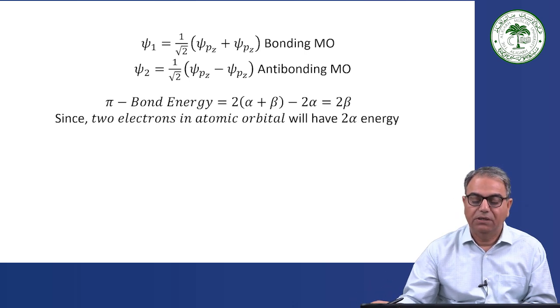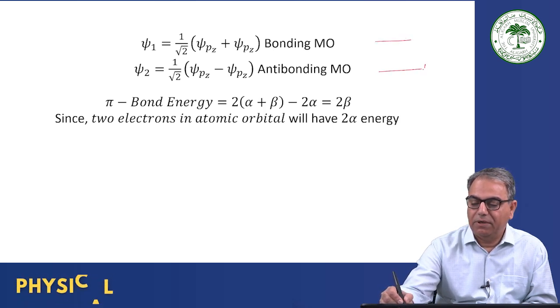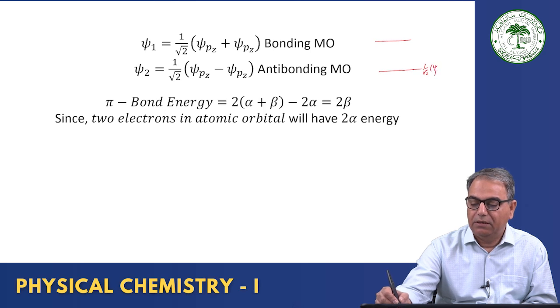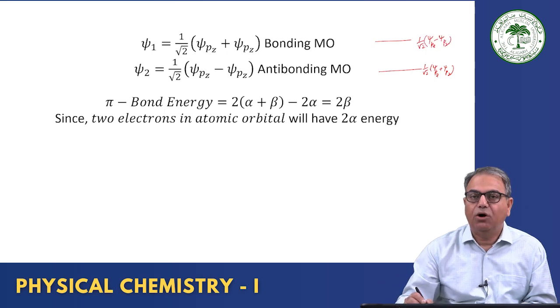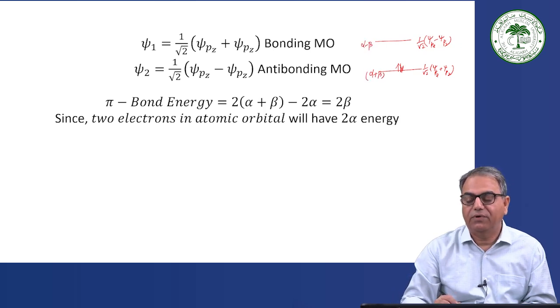And corresponding to this, if you look at the pi bond energy, what does it mean? It means you have 2 different states. One is the bonding molecular orbital, another is the anti-bonding molecular orbital. One is given by 1 by root 2 (psi pz plus psi pz). Another is given by 1 by root 2 (psi pz minus psi pz). And how many electrons do you have in the ethylene molecule? You have 2 pi electrons. So, both these pi electrons are here. And what is the energy? Energy is alpha plus beta for this one, and alpha minus beta for this one, the anti-bonding.